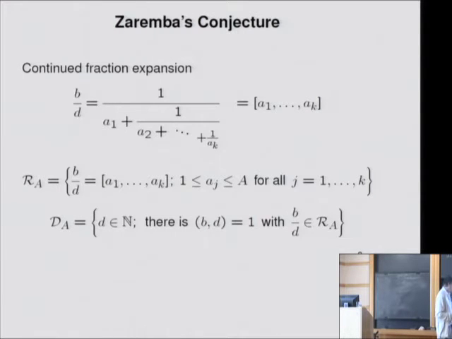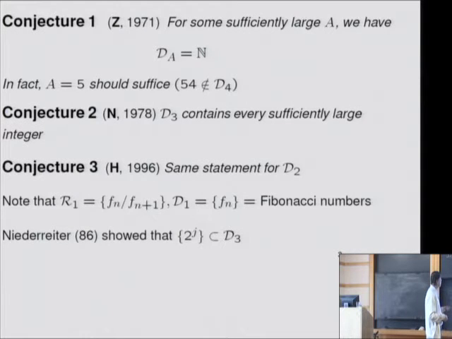And what we would like to say is that there is some absolute constant A with the property that when we are considering the denominators d of the fractions in the set R_A, we call this set D_A, then in fact this set D_A is going to be all of the integers.